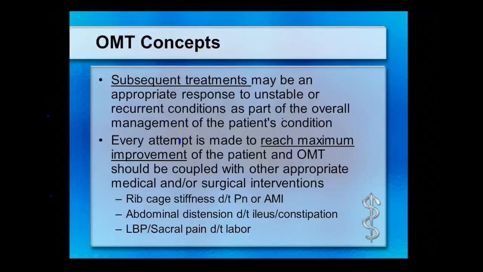Again, we want them to reach the maximum improvement, particularly the rib cage stiffness and pneumonia or acute MI. Remember, sometimes there's a difference between chest pain and chest wall pain. Both can be very scary if you're having them and you're the patient, and you want to make sure it's not an acute MI. But once you've ruled that out, it still hurts, and it still needs to be treated.